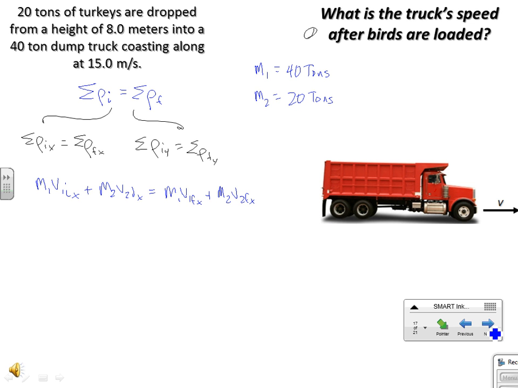Here's the deal. The truck has an initial horizontal velocity. The turkeys do not. The turkeys are moving vertically. Just before the interaction, here's m2 v2 initial. Notice it's all in the vertical direction. Now, this is an inelastic interaction. So what we can end up writing is m1 v1 initial x is m1 plus m2 times v final x.